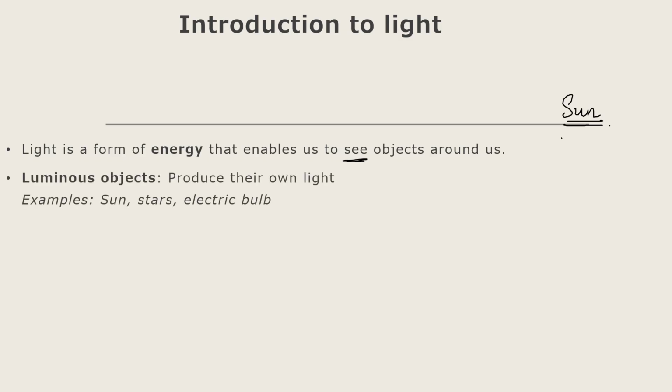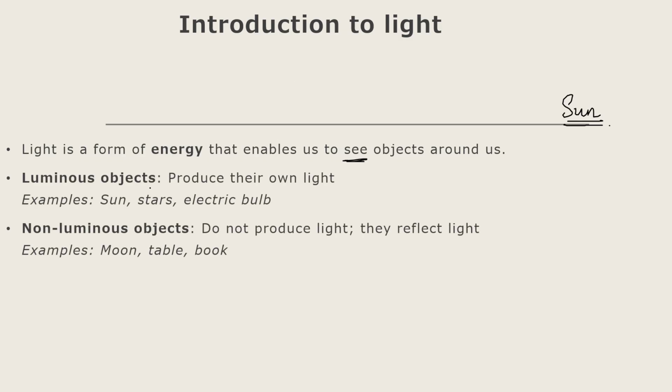Now next is luminous and non-luminous objects. Luminous means objects that produce their own light. The best example, as I discussed in the beginning, is the sun, which gives out its own light. Those objects are called luminous. Non-luminous means the objects that cannot produce their own light. They can only reflect light. Like a table, a book, we can see the table, we can see our book, we can see other people around us. That is because the light gets reflected from them to our eyes. So we see them. These are some basic ideas.